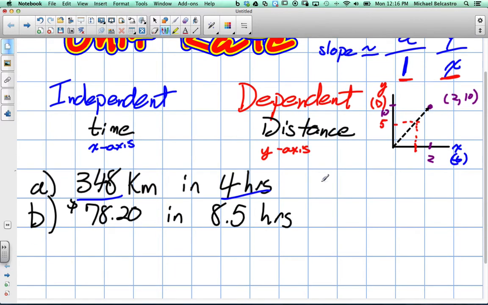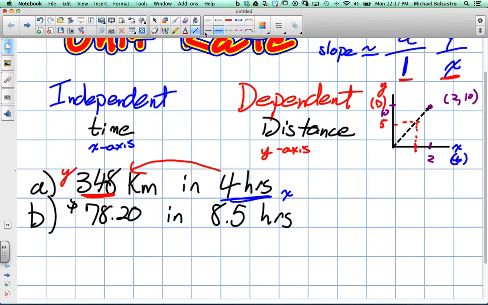First we have to figure out which is independent and which is dependent. Which do you think is our independent variable in this case? Do you think it's the kilometers or the hours? Yeah, the hours. Our hours is independent. It deals with time, and time is pretty much always independent. And how far we travel depends on how long we travel for. So the 348 depends on the 4 hours. That makes this the x and this the y.